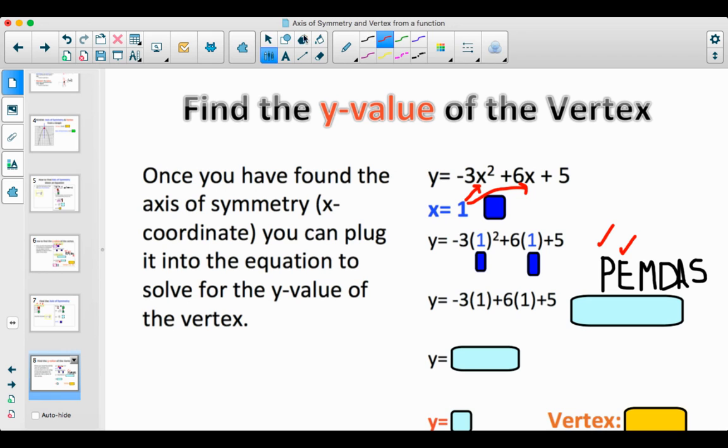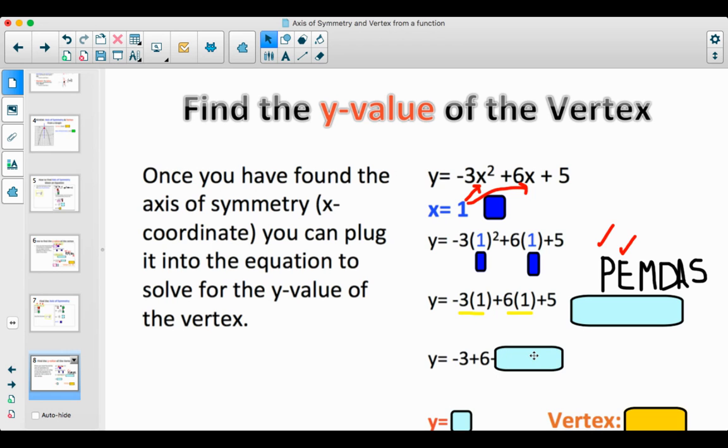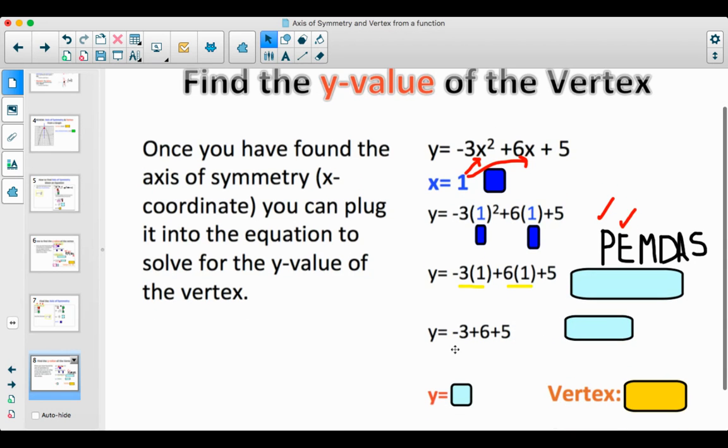M stands for multiplication. We do have some multiplication in this problem here. We have -3 times 1, and we have 6 times 1. So we have to do those next. -3 times 1 is -3. 6 times 1 is 6. And just bring down the plus 5. And now we can just solve this. You could plug this right into your calculator, exactly the way you see it, or you can use your head as well, but you're going to do -3 plus 6 plus 5, which is 8.